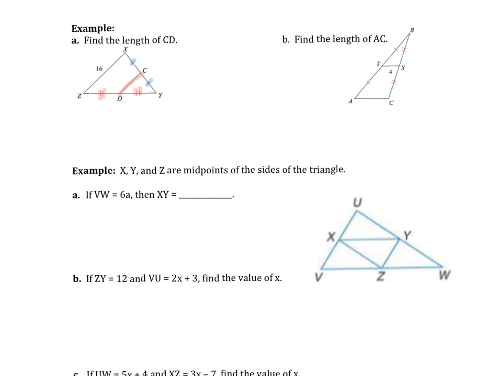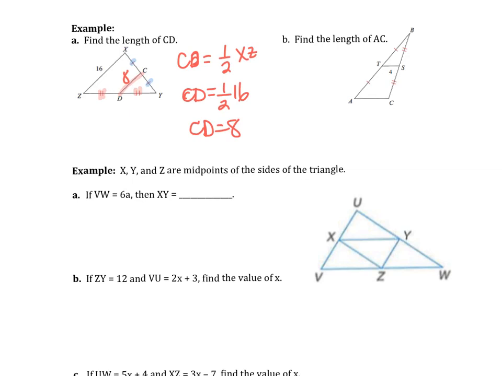So since we know that they're congruent, CD is equal to half of XZ. So CD, it's supposed to be a D here, is equal to half of 16. So CD is equal to 8. So again, because those sides were congruent in length, I knew that CD, so that mid-segment, met at the midpoints. Therefore, CD was equal to 8.